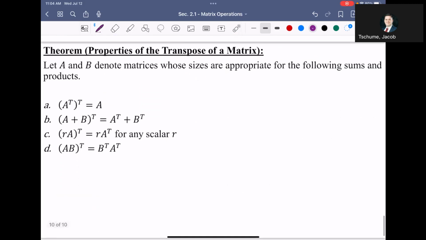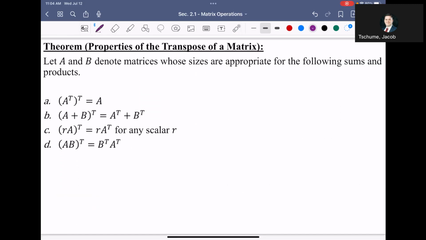All right, so no problem here. To wrap this video up, now that we know at least what a transpose is, there are a few properties that might help us as we move along for the rest of this class. Let's assume that A and B denote matrices whose sizes are appropriate for the following sums and products. Essentially, as long as the dimensions match up, these properties hold. If you take the transpose of another transpose, you are essentially undoing itself. As you just saw, our 3x4 matrix changed to a 4x3. If we were to take the transpose of it again, we would get back to the 3x4. So a transpose just undoes itself.